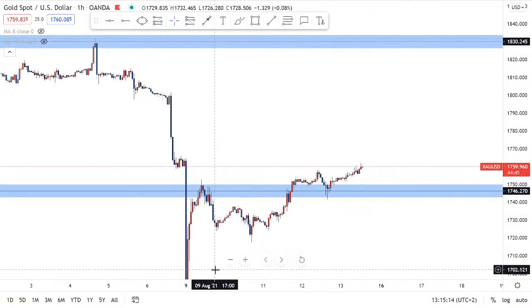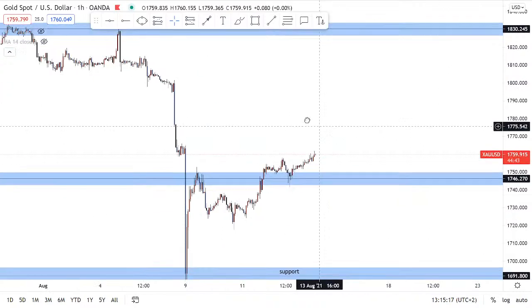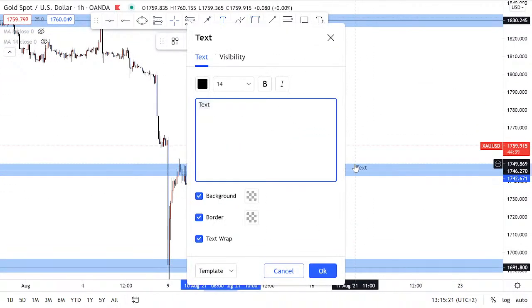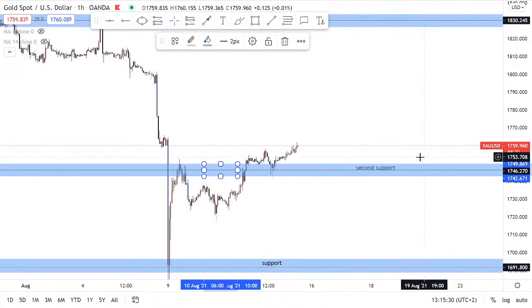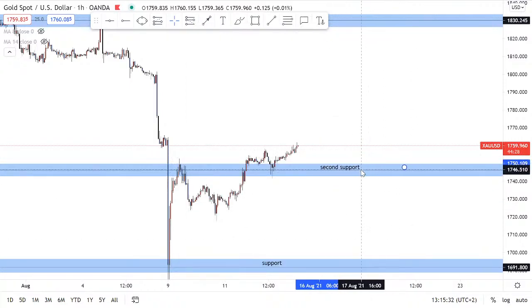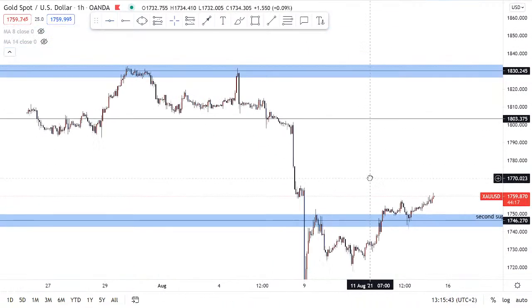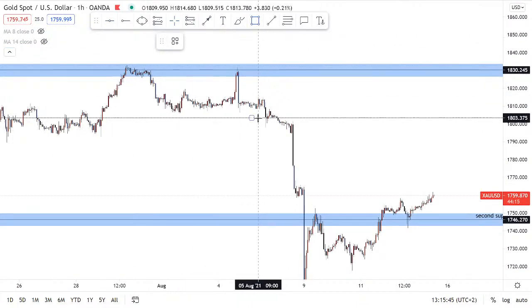So basically what I'm gonna do now is that this is our second support now. It's no more resistance, it's our second support now. I'm just gonna write second support. This is our second support now. So again, I'm gonna come back, identify this level here, and make a zone.